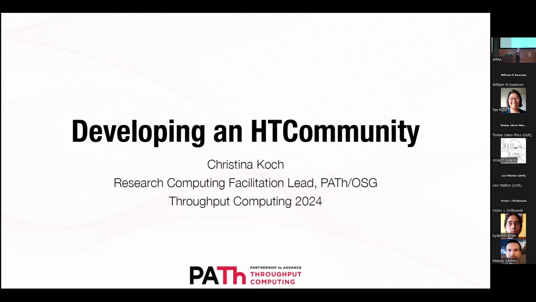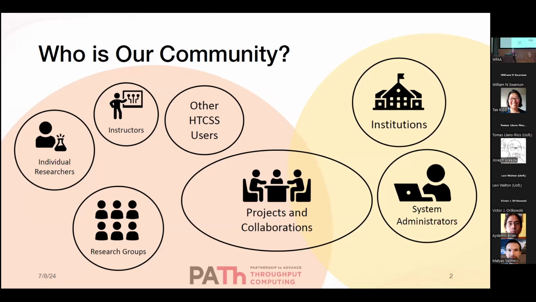This session, we're moving away from objects to talk about people and specifically the high throughput computing community. I want to start by briefly describing the breadth of our community. In the first part of this talk, I will focus on what we think of as users and the user community. But I wanted to highlight that the HTC community is actually quite broad.